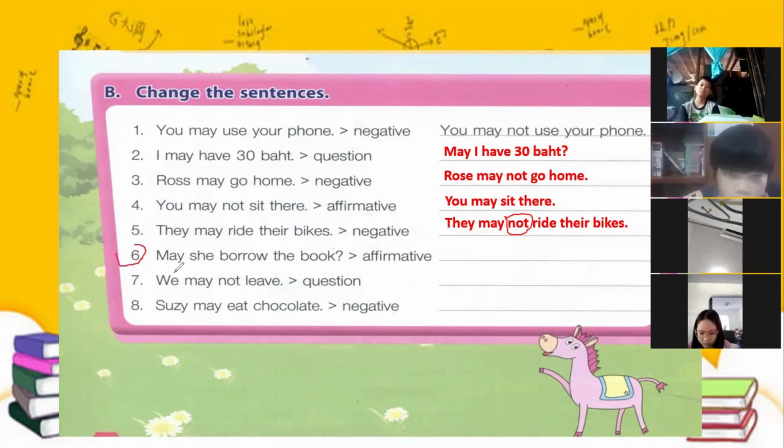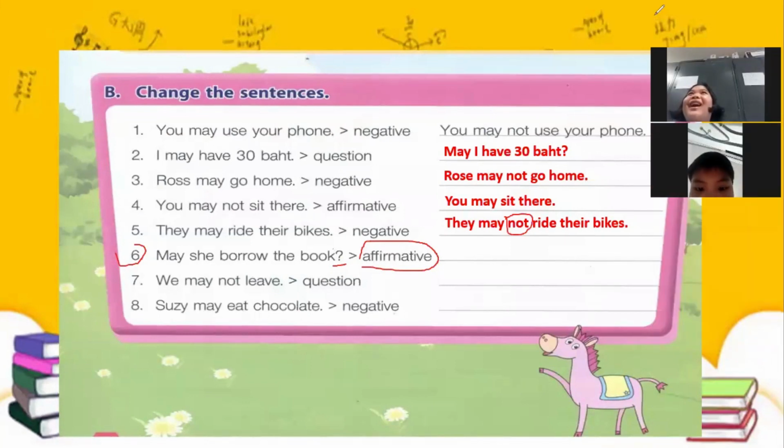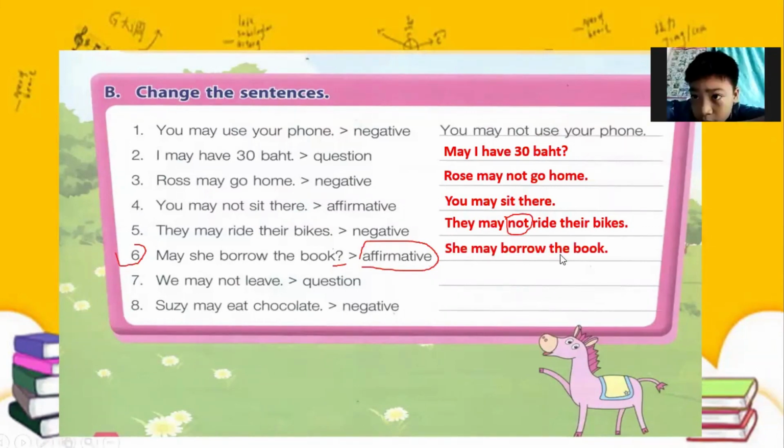Okay, sentence number 6. May she borrow the book? So it's a question sentence, right? May she borrow the book? So what we have to do is change it to a positive, affirmative sentence. Let me ask Sunday. Number 6. She may borrow the book. Very good. She may borrow the book. She is the subject, right? And may borrow is the main verb, the book. So it becomes an affirmative sentence.